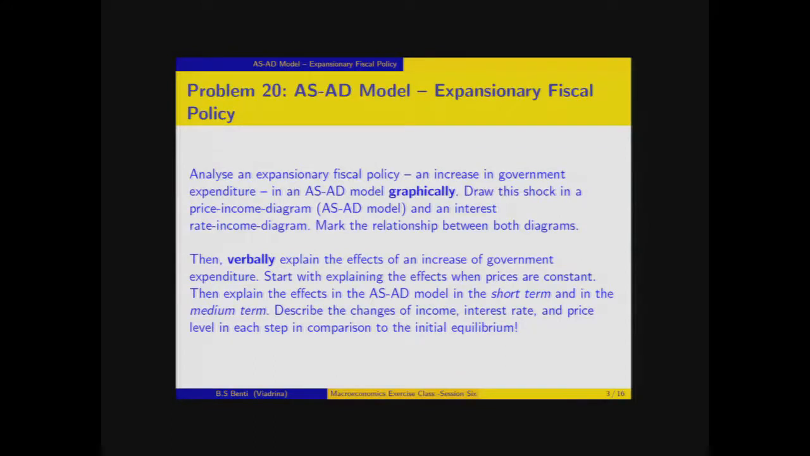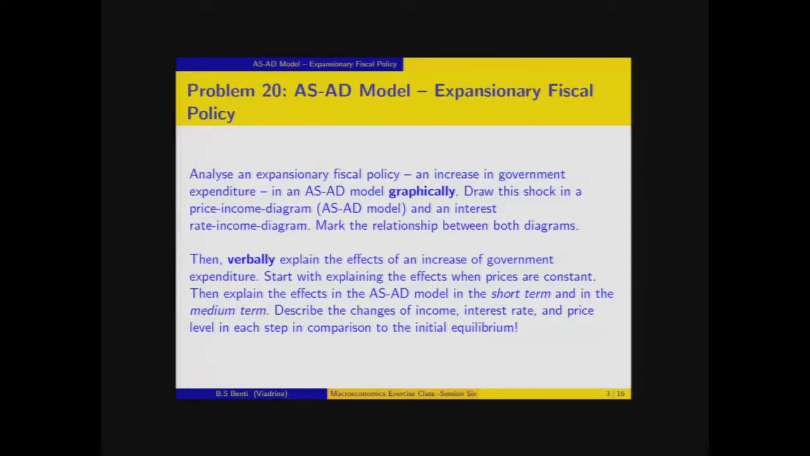Problem number 20 on ASAD model, expansionary fiscal policy, states that there is an increase in government expenditure in an ASAD model. So we want to show graphically how this shock can be drawn in a price income diagram, which is the ASAD model, and interest rate income diagram, which is the ISLM model. We are required to mark the relationship between both diagrams. Then we would explain verbally the effect of the increase in government expenditure.